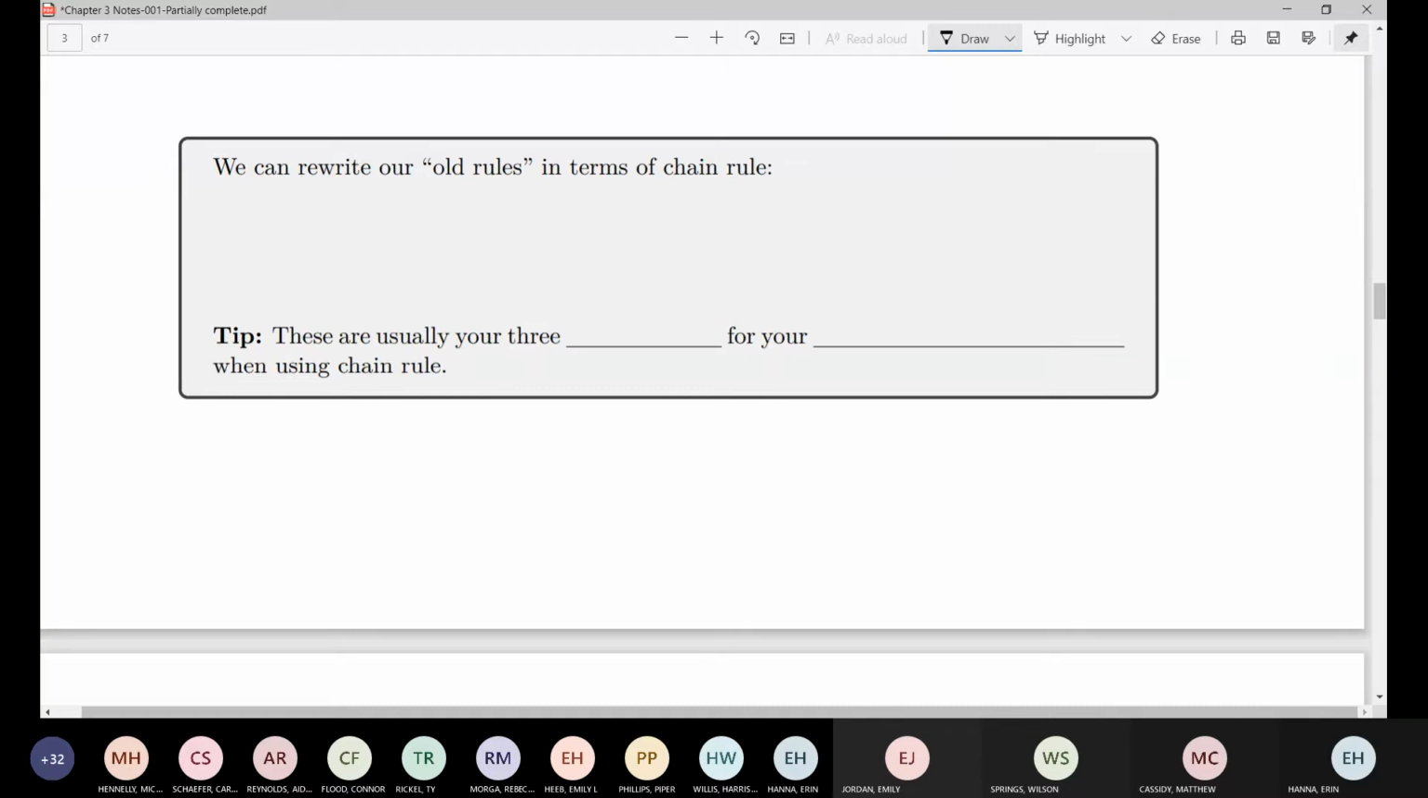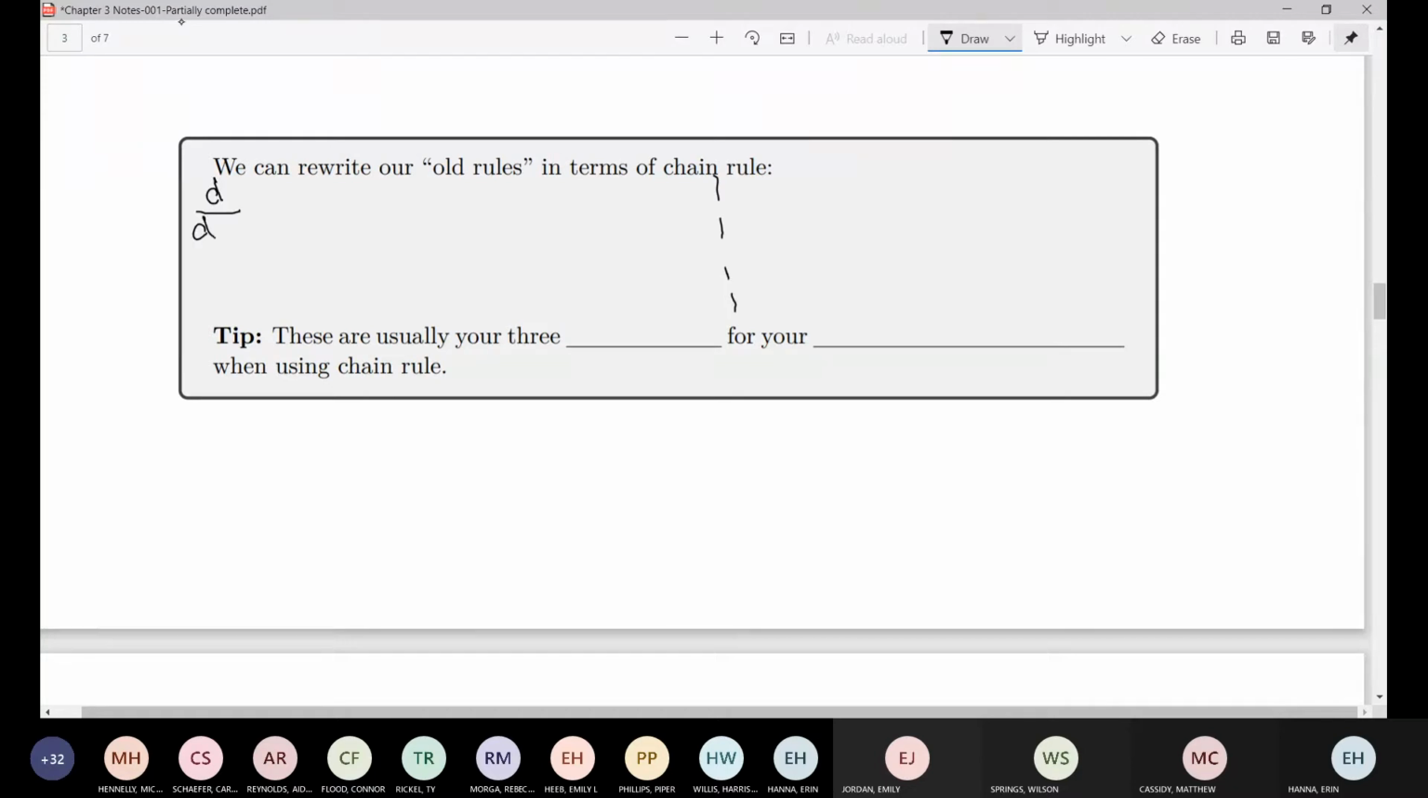And essentially, we can think about all of the rules that we've already talked about in terms of the chain rule. So the power rule, the e to the x rule, and the natural log of x rule. And we can write it in terms of this chain rule. So I'm going to break this up so I don't run out of space.